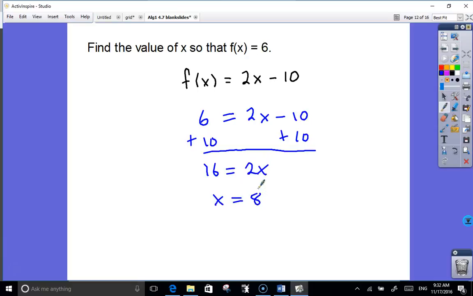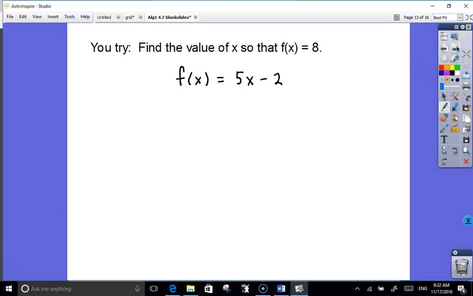So remember, keep it straight. If they say find f of a number, then you plug it in there. But if they're saying find x so that f of x equals something, that's not saying find f of a number. So try that one. Find the value of x so that f of x equals 8. Okay.